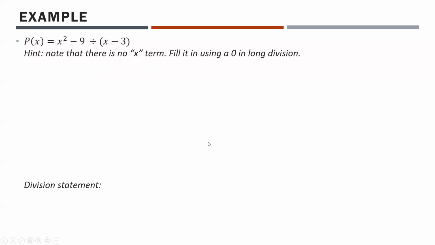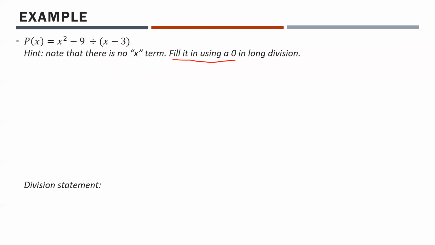Once again, I want us to use long division on this one. P of x equals x squared minus 9, and we want to divide it by x minus 3. Now, I put a hint in here. There's no x term. There's x squared, and then it jumps right to a constant. If you don't have an x term, it's a really good idea to just fill it in anyway, using a 0 in long division. So in other words, call it 0x.